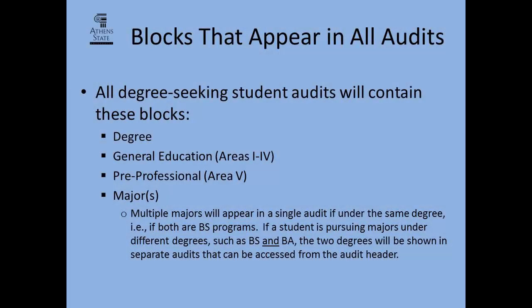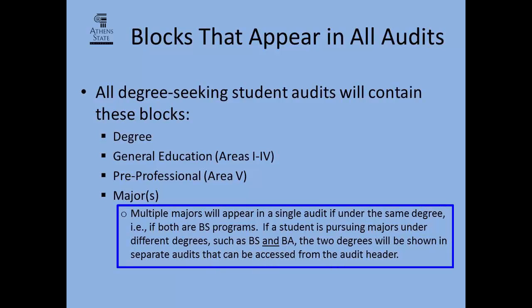Audits for degree-seeking students will always include a degree block, a general education block, a pre-professional block, and a major block. As discussed in the Introduction to the Audit tutorial, if a student is pursuing multiple majors under the same degree, that is, both are BS programs, the majors will appear in separate blocks in a single audit. However, if a student is pursuing majors under different degrees, such as a BS and a BA, the two degrees will be shown in separate audits that can be accessed from the degree pull-down in the audit header.